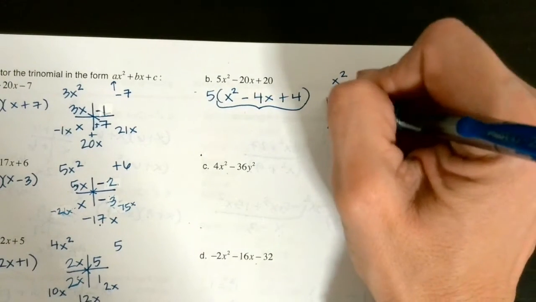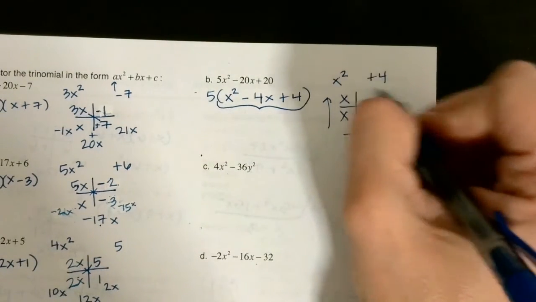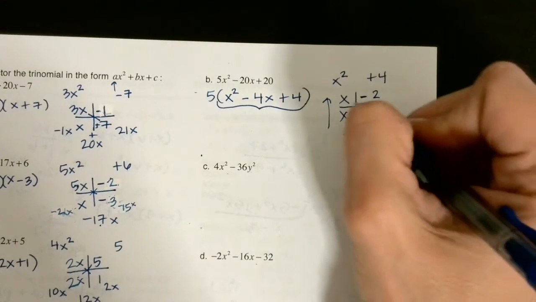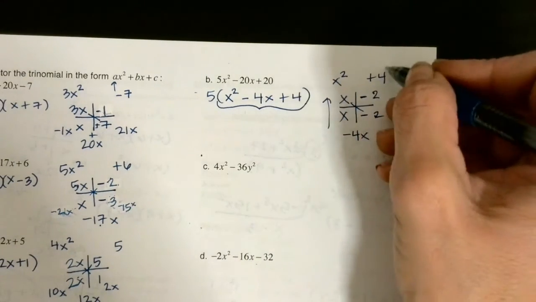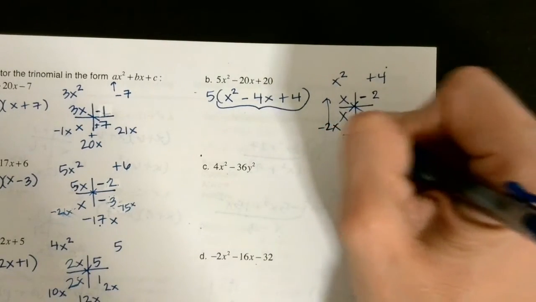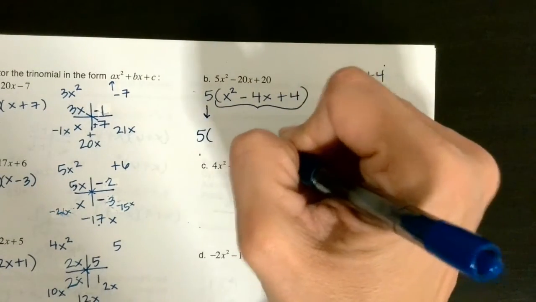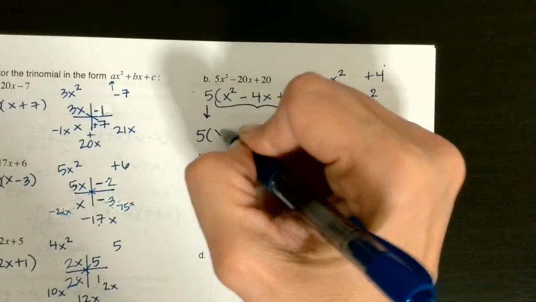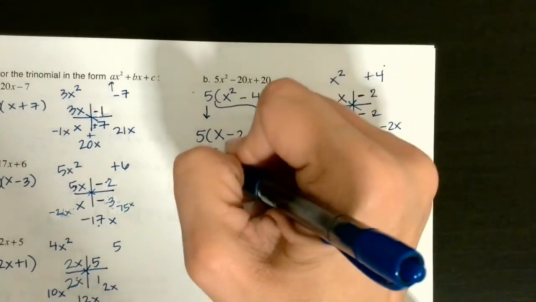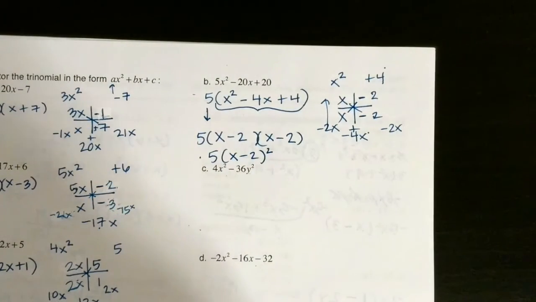X times x multiplies up to give me x squared. And I'm noticing that I have a positive 4 here, but a negative here. So these are going to be negative. So negative 2 times negative 2 is 4, and negative 2x and negative 2x add to give me negative 4x. So I'm going to carry down that 5, but I can factor this more into x minus 2 times x minus 2. And if you want to be really fancy, you can write it like that.